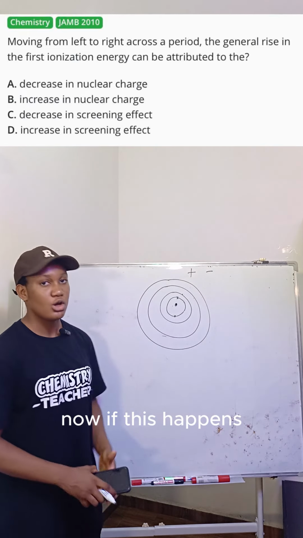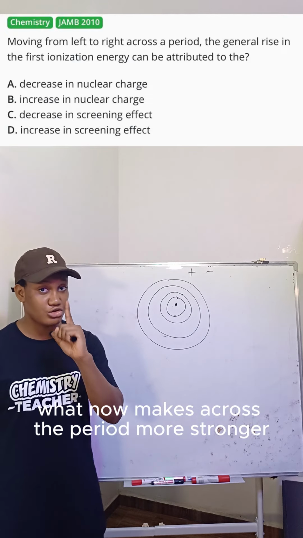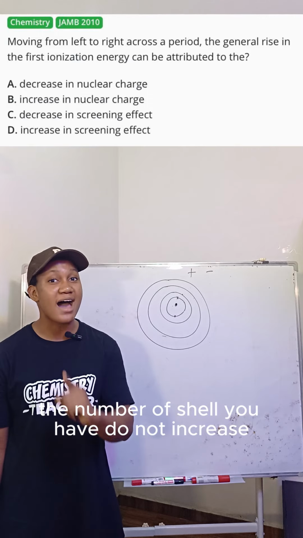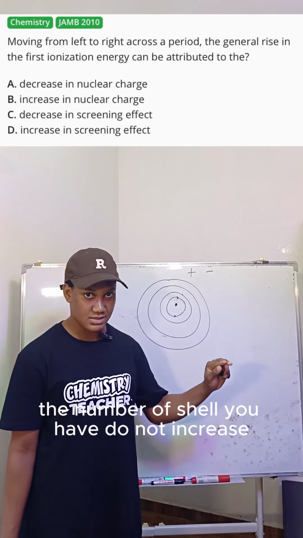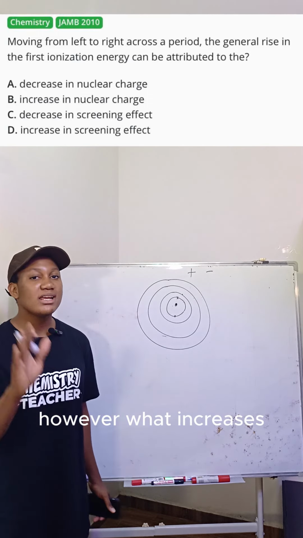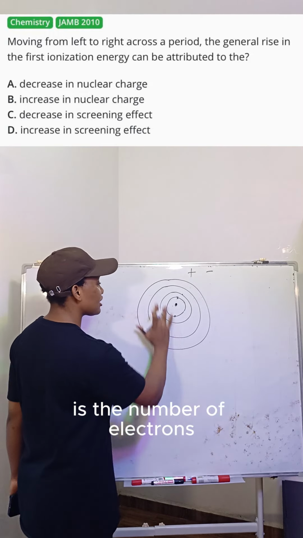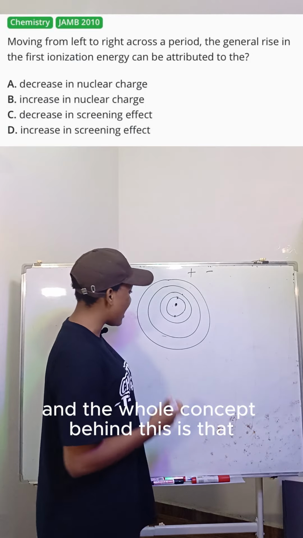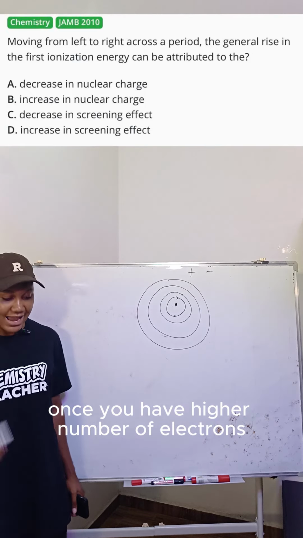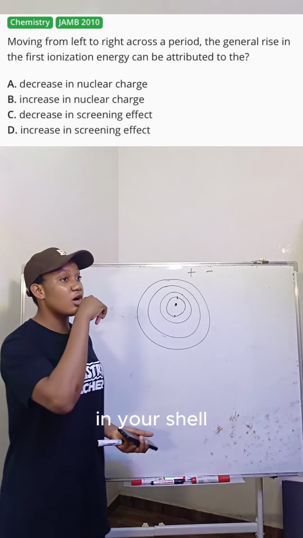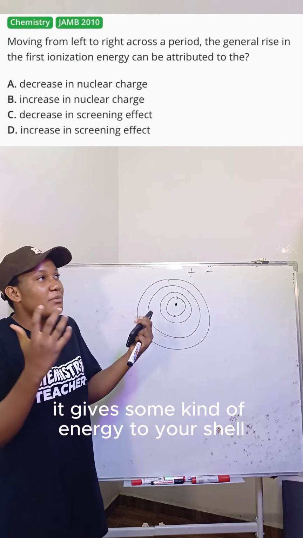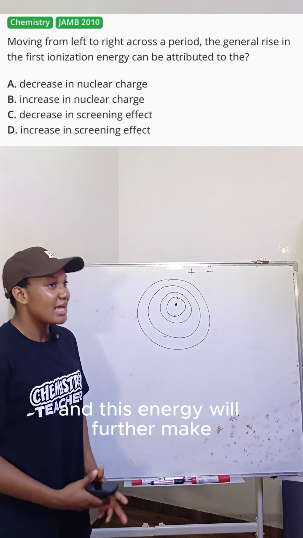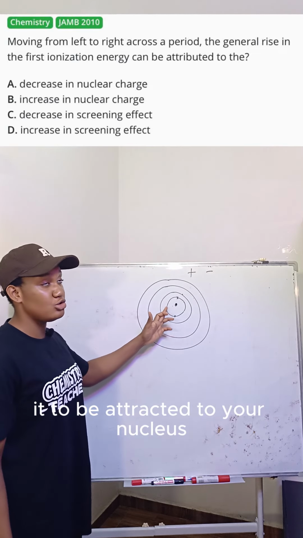Now, if this happens, what now makes across the period stronger? Across the period, the number of shells you have does not increase. However, what increases is the number of electrons that you can find in that shell. And the whole concept behind this is that once you have a higher number of electrons in your shell, it gives some kind of energy to your shell, and this energy will further make it to be attracted to your nucleus.